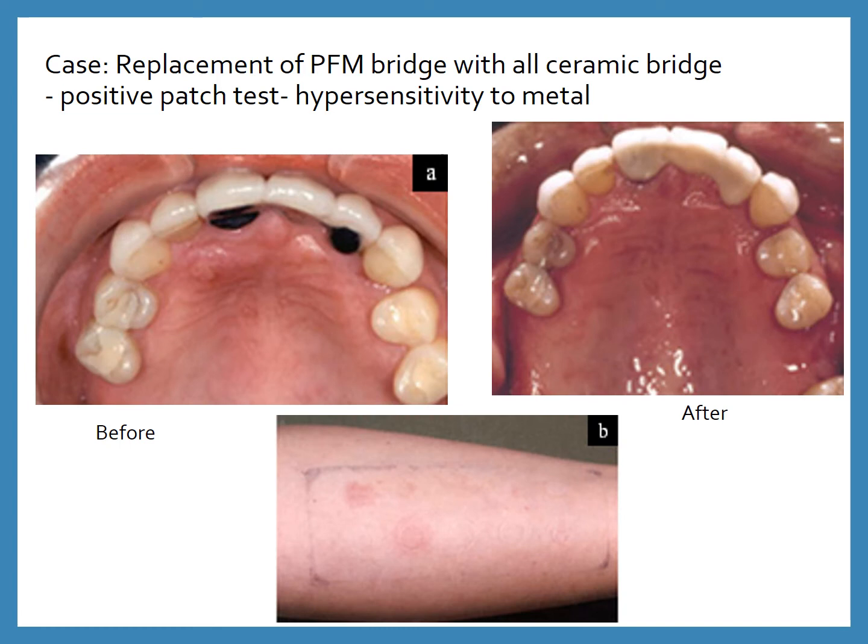This is another example of a PFM bridge, which was causing an allergic reaction on the palatal region for the patient. And a patch test was done, and you can see the redness around the forearm. That means that the person would have been allergic to a particular component in the metal part of the PFM bridge. And once that was changed to an all-ceramic bridge, you see that the redness has subsided.